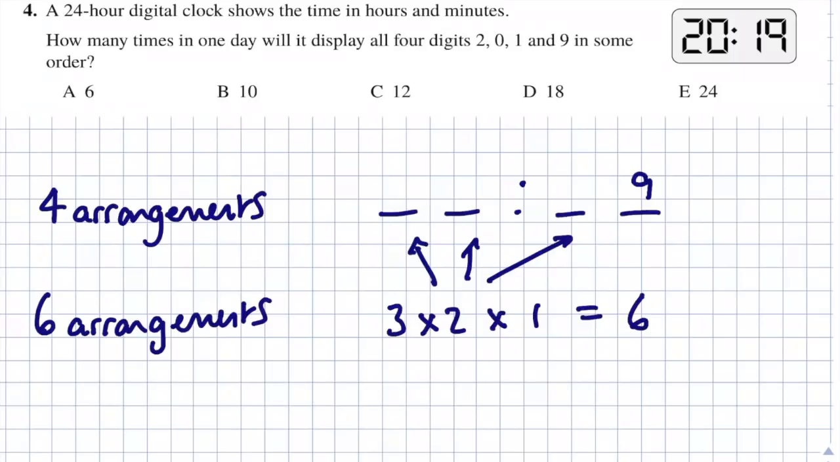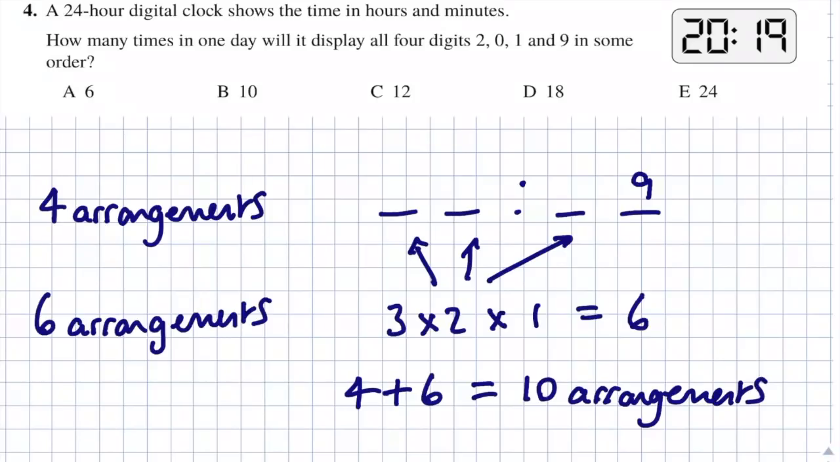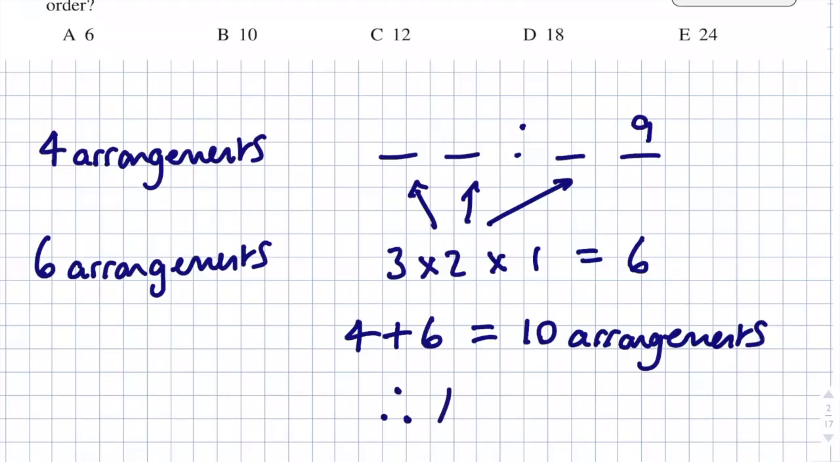So the total number of arrangements is 4 plus 6, which is 10. So 10 possible arrangements. We've got an answer for 10, which is answer B. So therefore, the final answer is B.